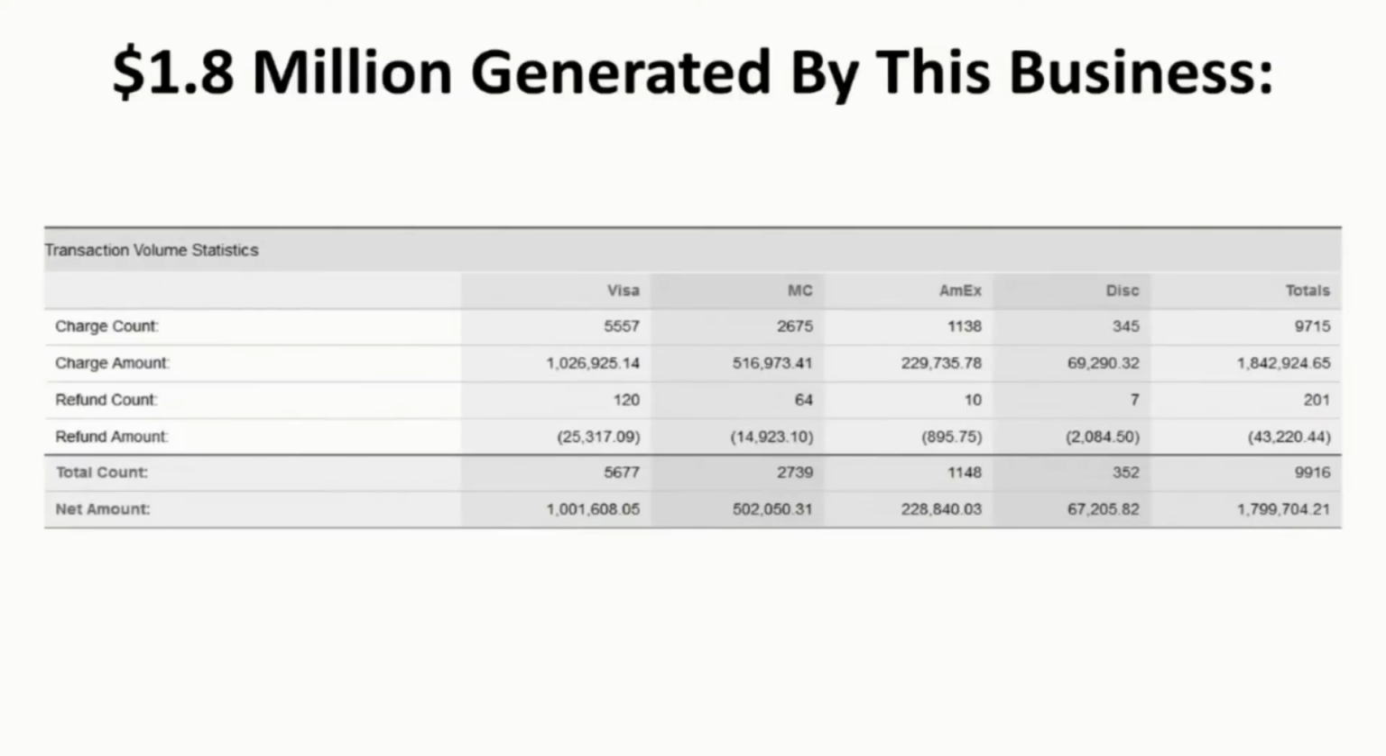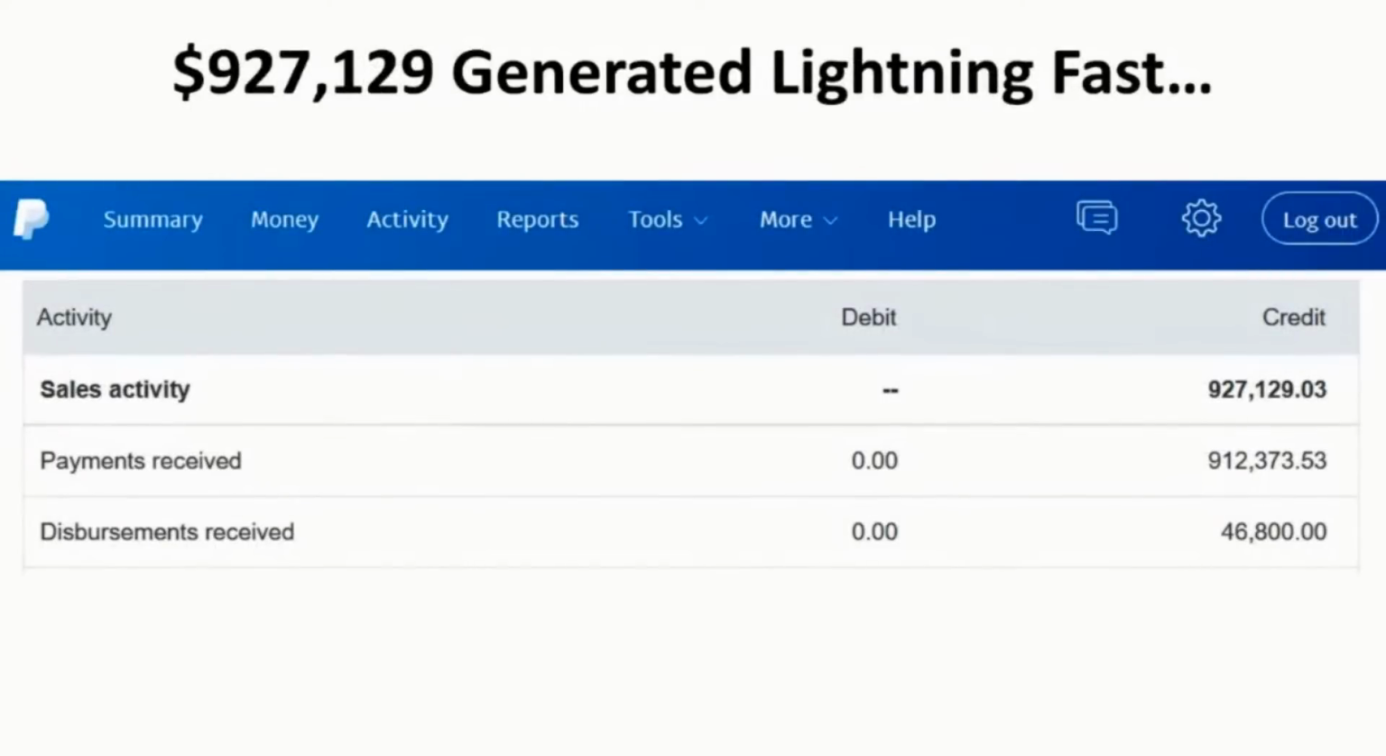This is from authorize.net, one of our merchant accounts. It's where we process business. And you can see $1.8 million generated by this business. Then over here in PayPal, we have $927,129 generated here. And this was actually a failure.